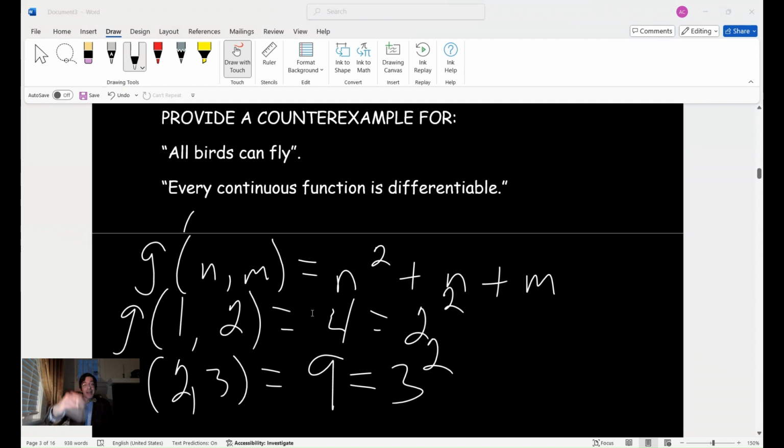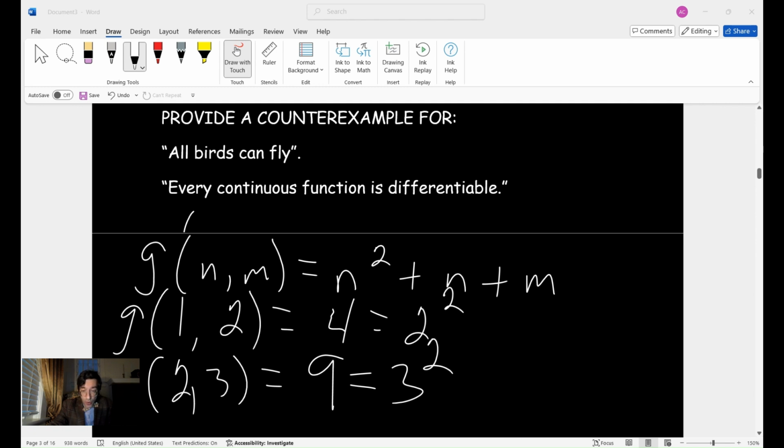Now, we have some examples so far. We have 2 squared. We could use 1 and 2. If we use 2 and 3, you get 3 squared. We can now form a conjecture. What is the conjecture that you can come up with? Using inductive reasoning, by the way.